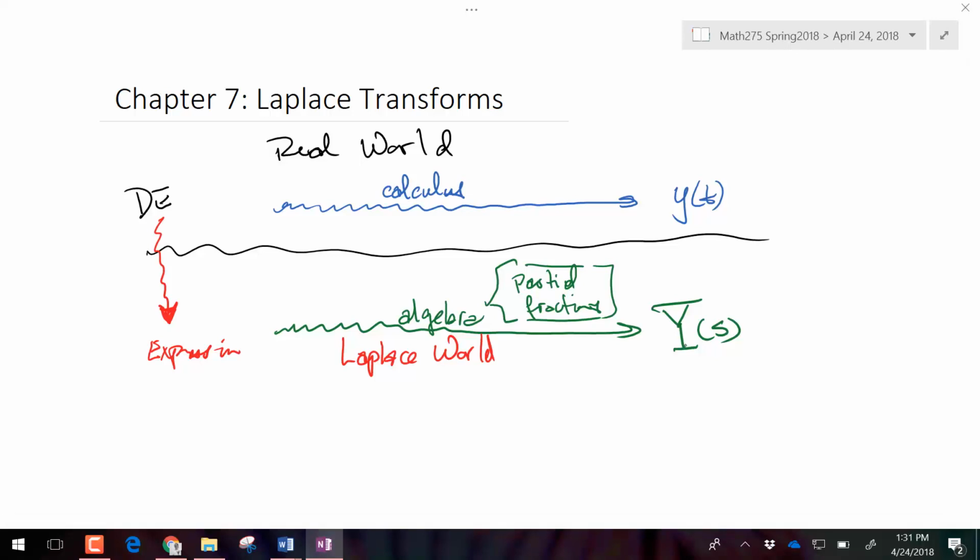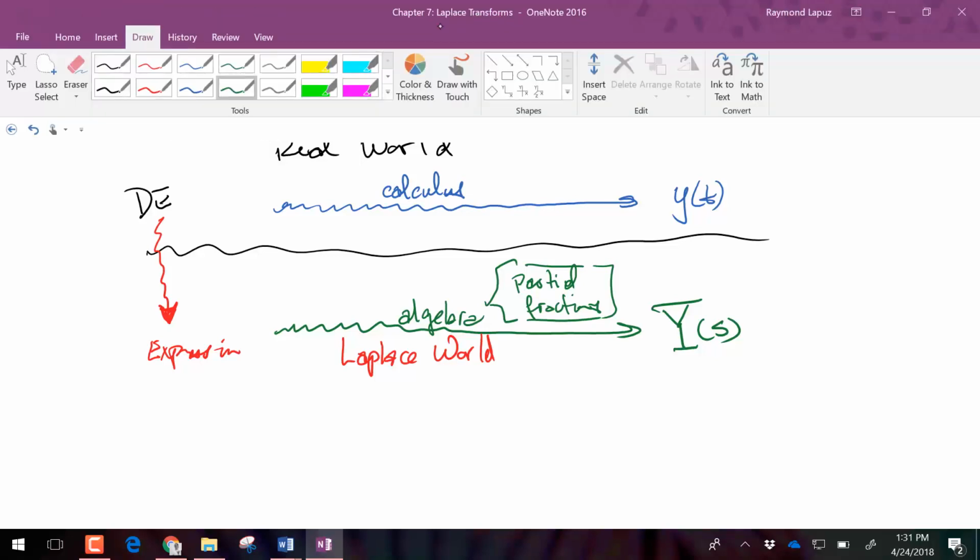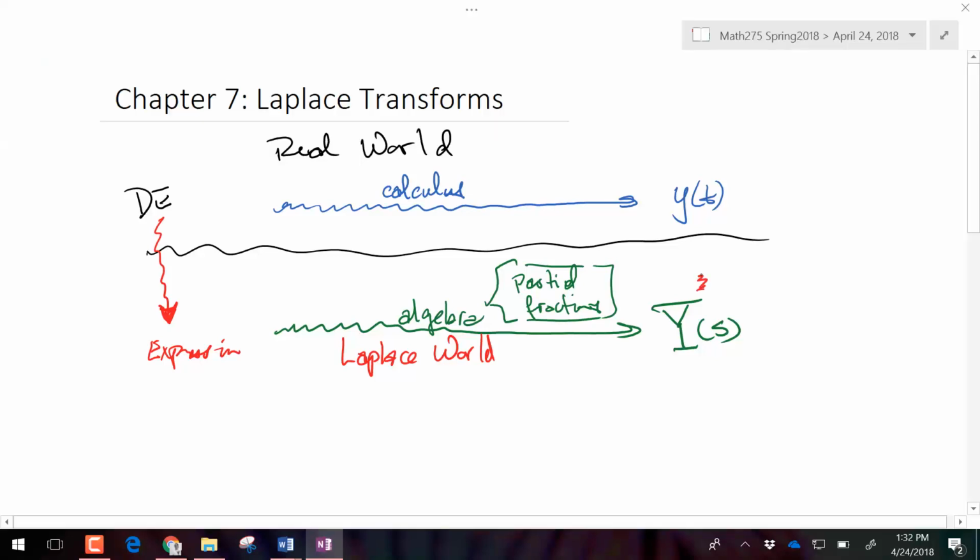Now S is going to be our variable while we're in the Laplace world, and we'll just keep t as our variable when we're in the real world. And so once you solve for this algebraically, you get to go back to the real world by bringing this y solution that you got, and make it as a function of t again.